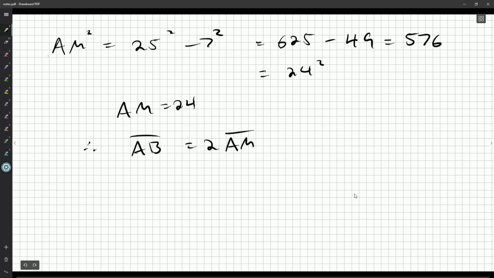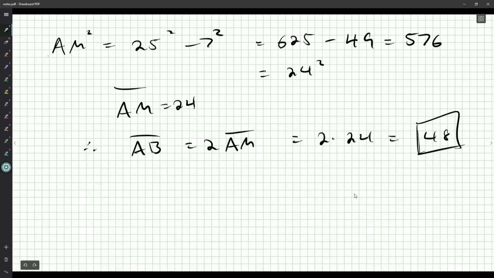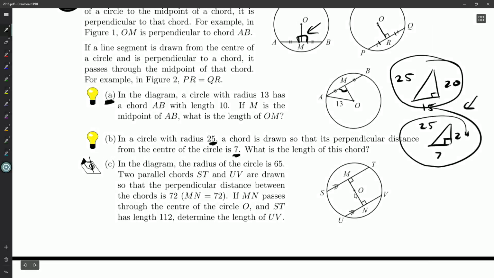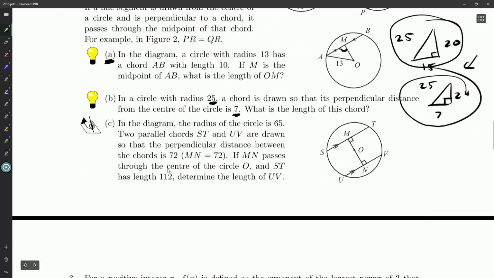times the length of AM. So that should be 2 times 24. So 48. This chord is a length 48. Okay? And 48 is all we need for our answer. But we did bother to show some work just in case we had a bad calculation.